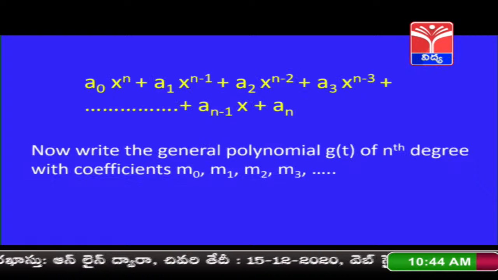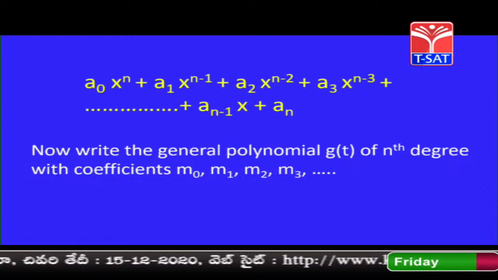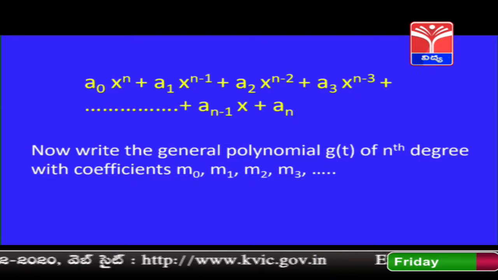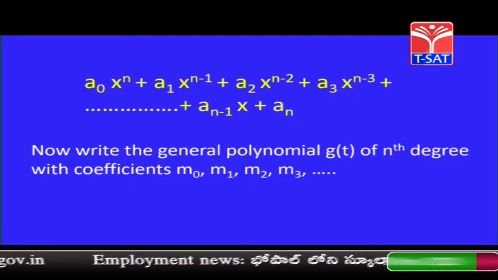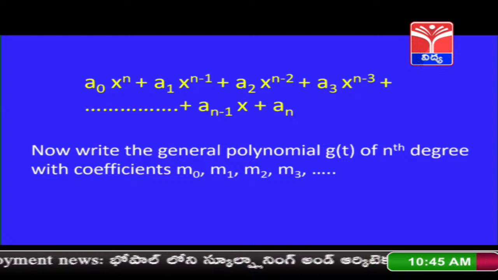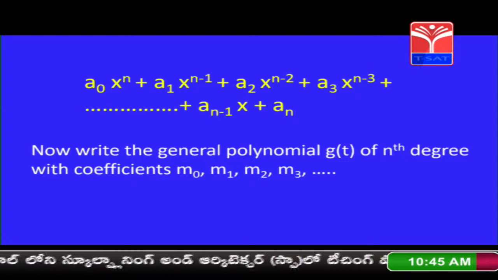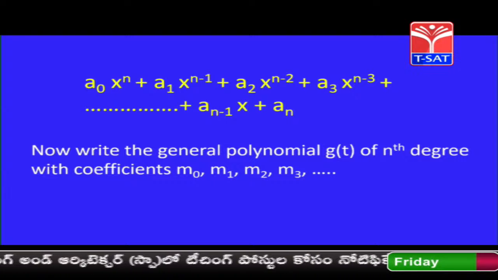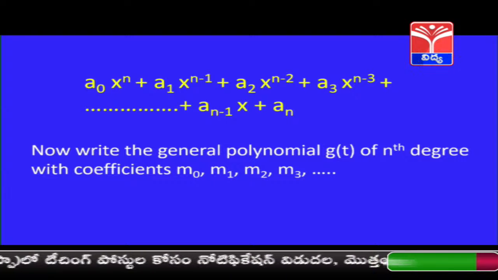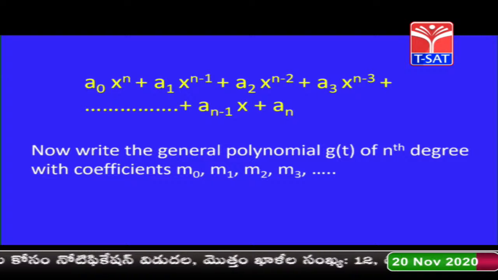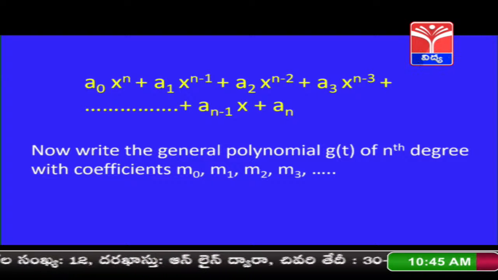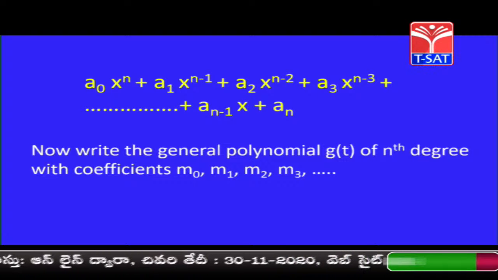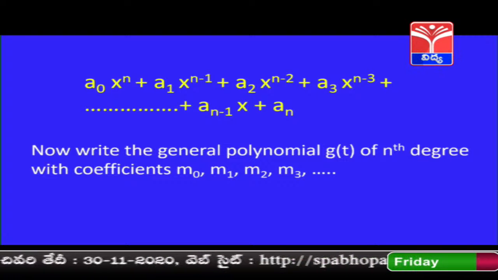Okay, you try to change the variable. Here I have taken x. You try to change the variable to t, giving you one open-ended task. Write the general polynomial same as above in variable t of nth degree, and here try to take the constants or the coefficients m0, m1, m2 like that.